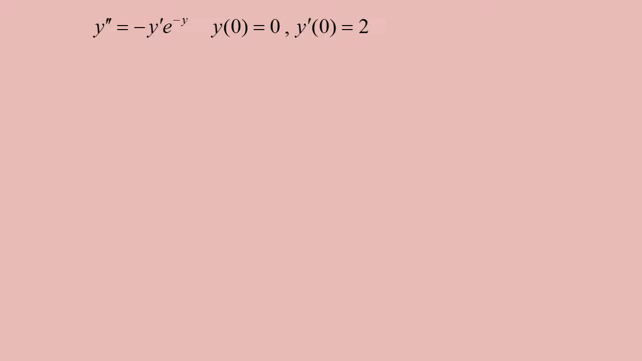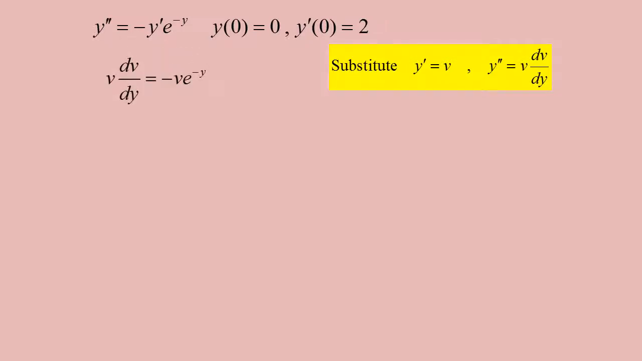And for this last example, we'll solve an initial value problem. Again, since we have a second derivative, we are given two values, the value of the function and the value of the derivative. However, we still are using the substitution. y prime equals v and y double prime equals v dv dy. So here's the substitution.